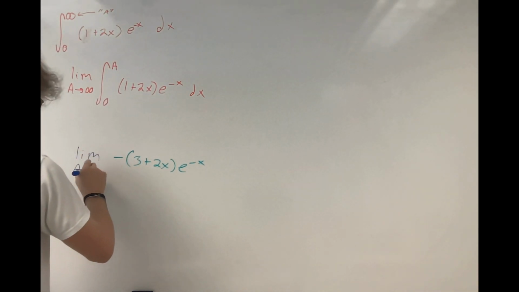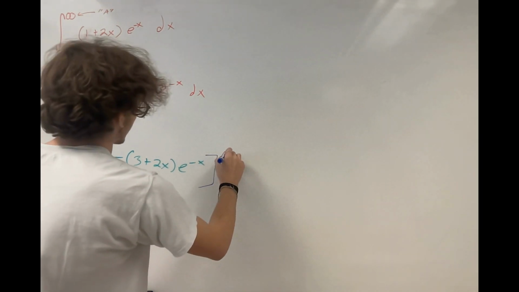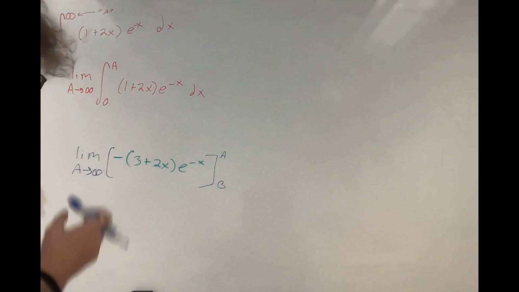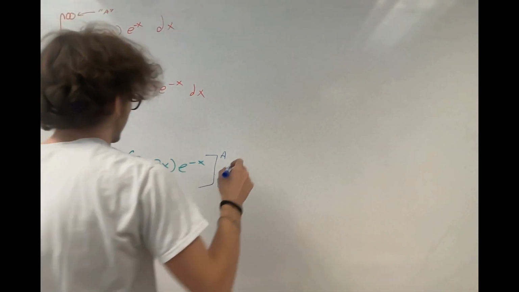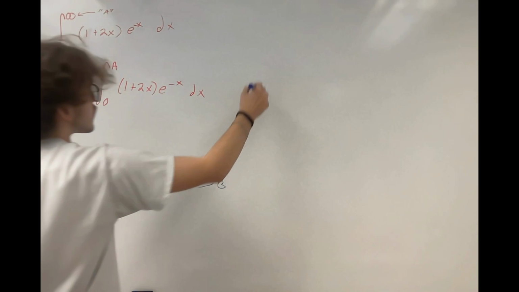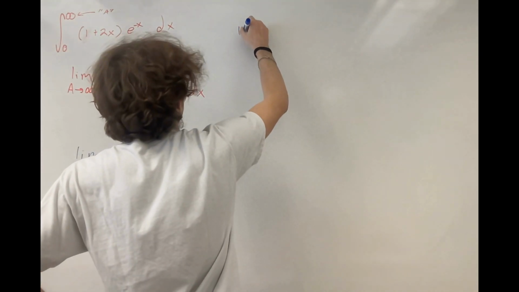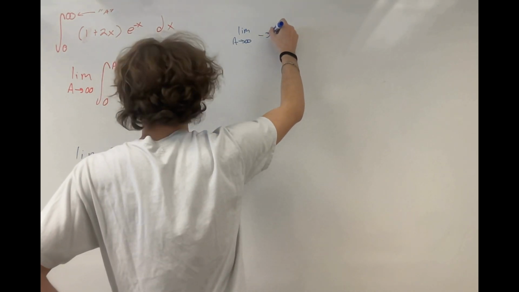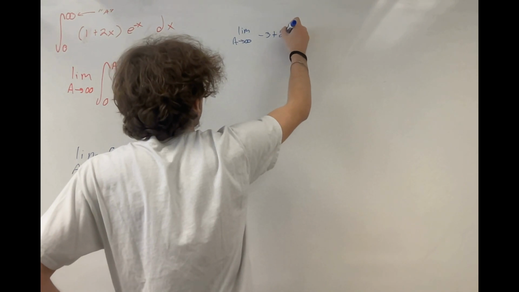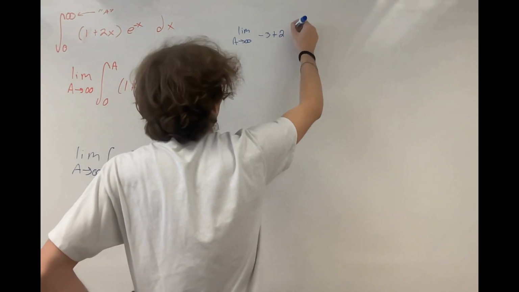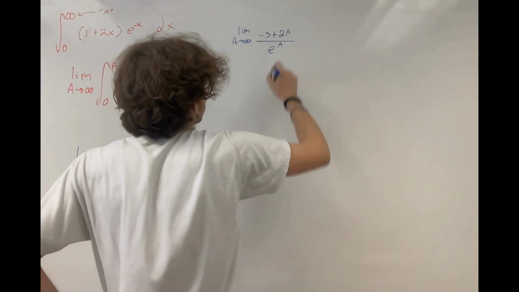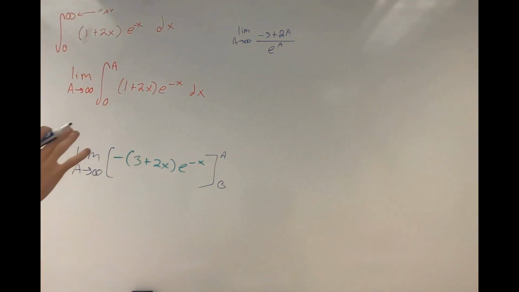Okie dokie, so let's now evaluate this as such. So the limit as a approaches infinity. Okay, so not the hardest thing to do in the world, but it still requires a little bit of a thinking cap. So let's evaluate it at a. So we're going to say the limit as a approaches infinity of negative 3 plus 2a over e to the a.